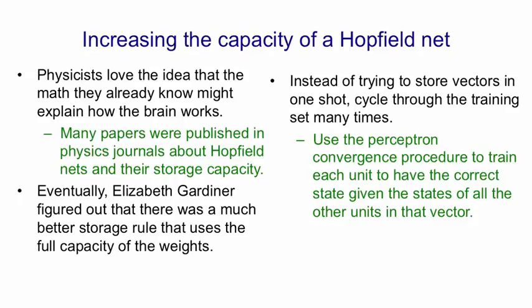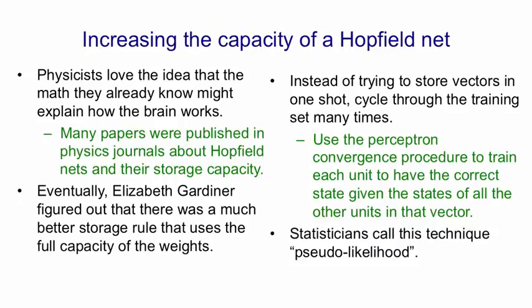And notice those will be integer changes to the weights. You may have to do this several times, and of course if you give it too many memories, this won't converge. You only get convergence with the perceptron convergence procedure if there is a set of weights that will solve the problem. But assuming there is, this is a much more efficient way to store memories in a Hopfield net.